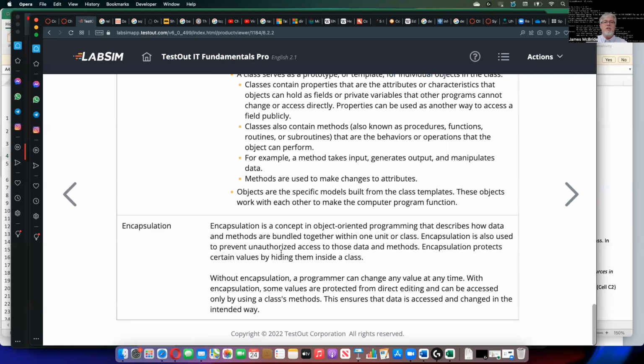Encapsulation is a huge concept, goes beyond programming, but encapsulation in object-oriented programming describes how data and methods are bundled together within one unit or a class of things that you're doing. So in other words, you're encapsulating it into this. We use that term in networking technology as well.